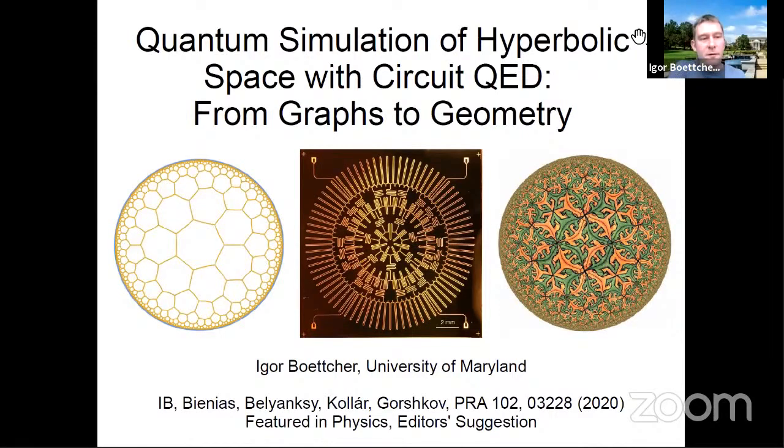and we're going from graphs to geometry. And this is pretty much covered in this nice paper we wrote together in Alexei's group, together with Alicia and Przemek and Ron. And it has recently been published. It's featured in Physics, and it has also been selected as an Editors' Suggestion. So if you want to read a bit more about what I'm sketching today, please feel free to look into that.